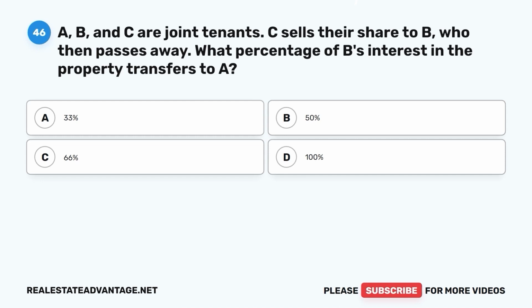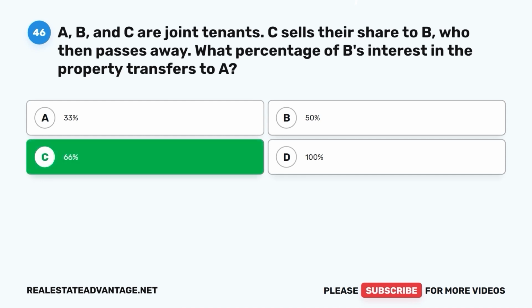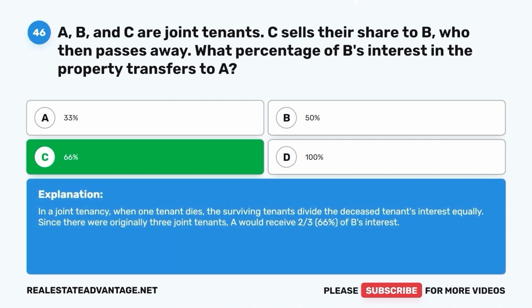66%, D. 100%. The correct answer is C. 66%. In a joint tenancy, when one tenant dies, the surviving tenants divide the deceased tenant's interest equally. Since there were originally 3 joint tenants, A would receive 2/3, 66% of B's interest.